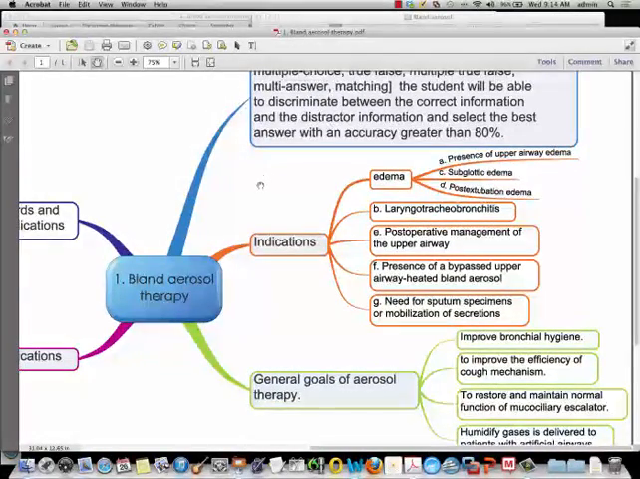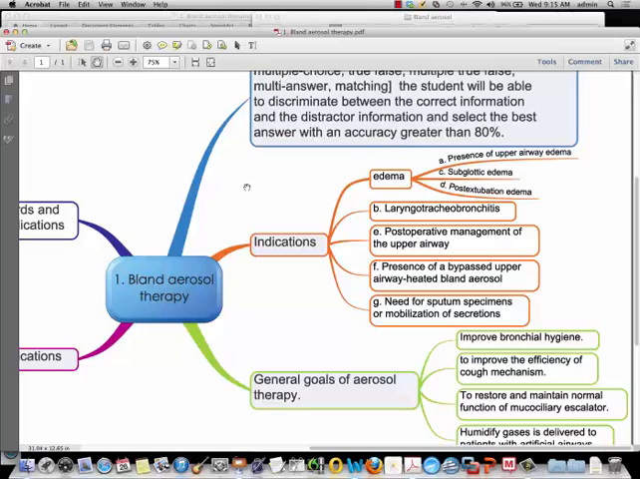for bland aerosol therapy. First off, now this is referring to cool aerosol, and cool aerosols are used for treatment of edema, swelling of the airways. The study guides and all the books that you look at always cover these, and this also comes from the AARC information, the American Association of Respiratory Care, is to treat or reduce swelling, airway edema.